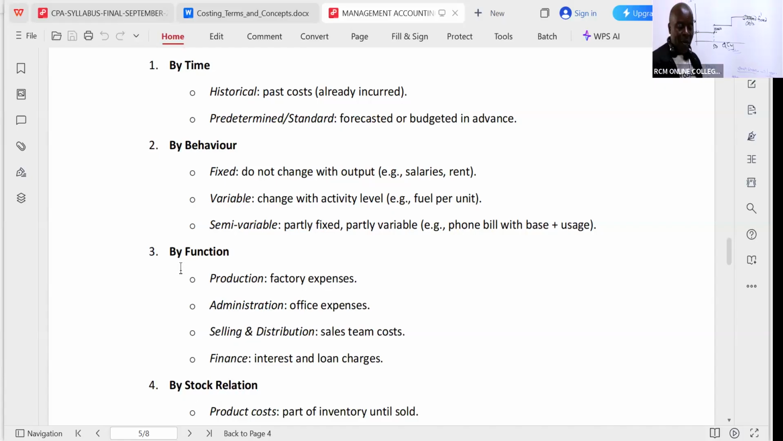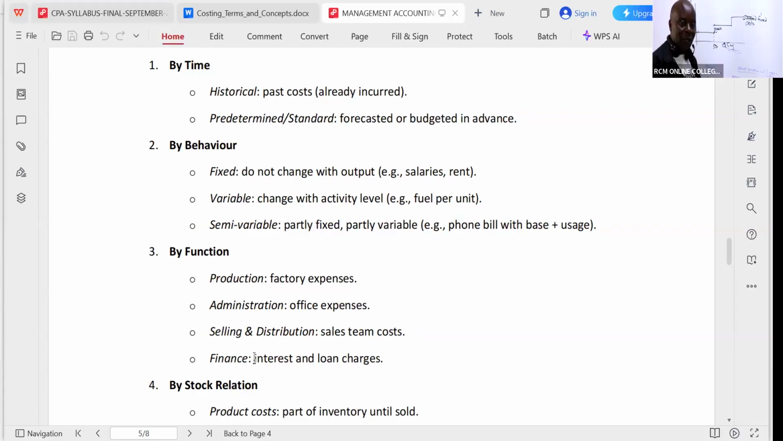Then we have, ladies and gentlemen, classification of expenses by functions. What are the key functions that these organizations get involved in? They will be doing production. There must be lots of administration. There must be lots of moving these goods up and down, up and around to distribute them to the customers. And then, of course, we must be asking for loans for financial operations. So by function, we shall have production costs, which are the factory expenses. We shall have administration costs, office expenses. Selling and distribution costs, sales team costs. We shall have finance.